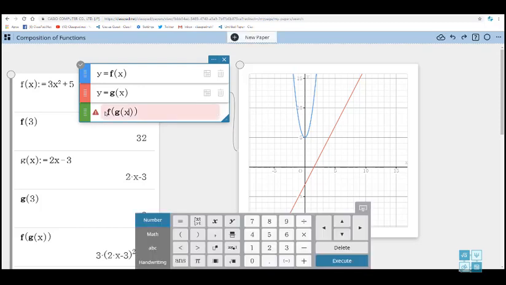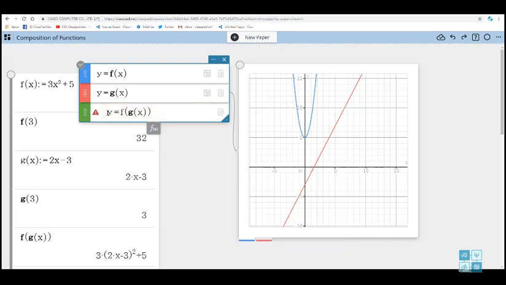Oh, sorry, I forgot to put my y equals. Right, so it's also quadratic. It makes sense, but we've plugged in the whole function of g in for x and then evaluated.